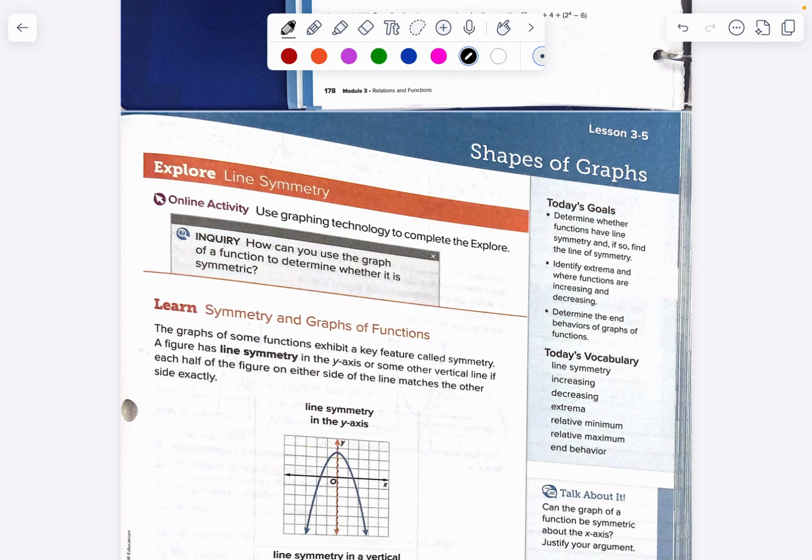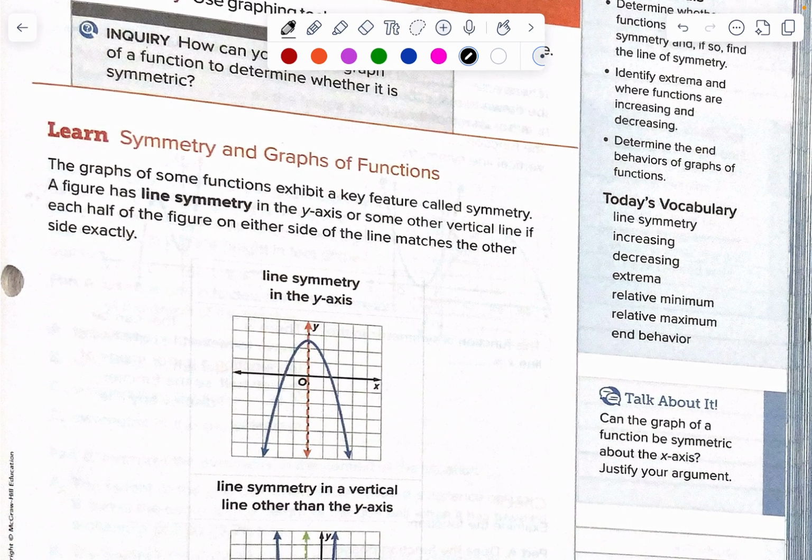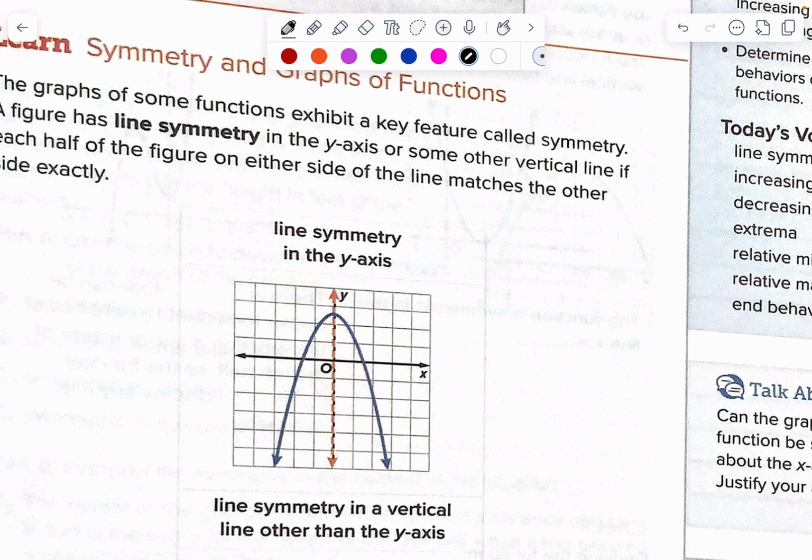So they're going to start talking about linear and nonlinear functions, but talking about different things that happen with them, like in the shapes of the graphs. So one of the first things is symmetry, whether a function is symmetric or not. So this first one has a line of symmetry. It has line symmetry. And this is the equation for a parabola.